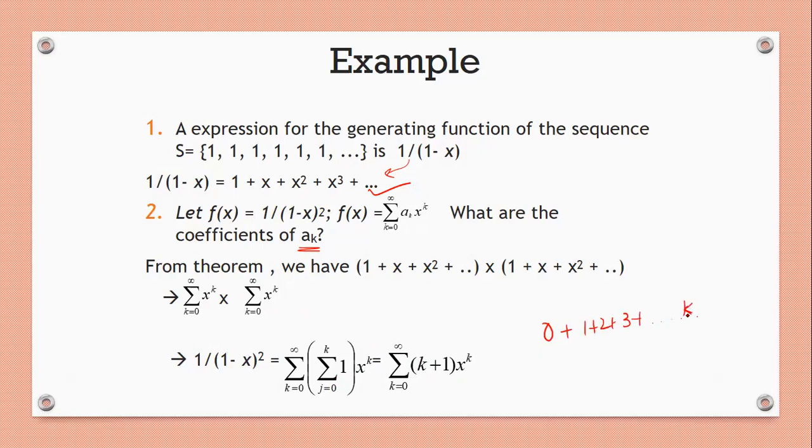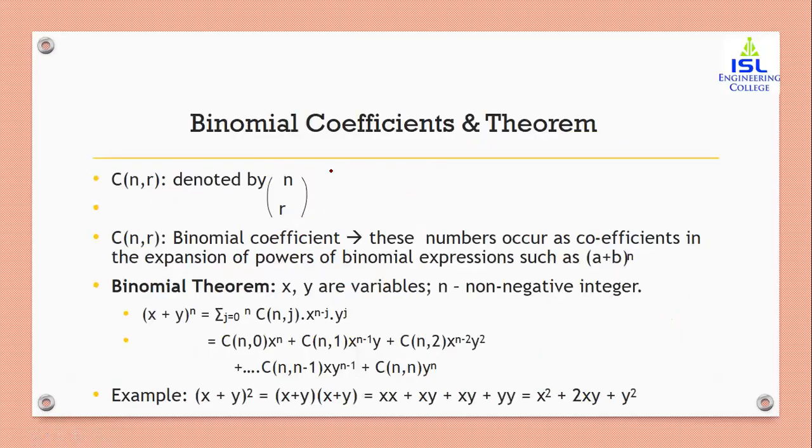So this will be written as k into k plus 1, so this is (k plus 1) into x power k. Now the next thing is, binomial coefficients are something which we have already seen in the earlier chapter.